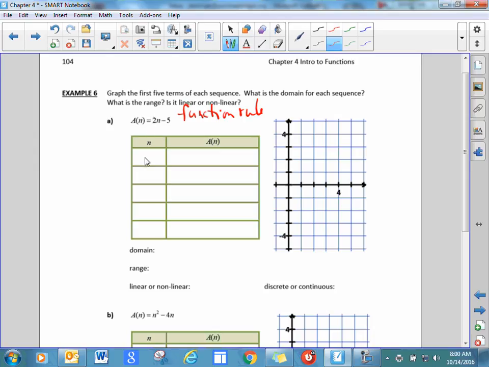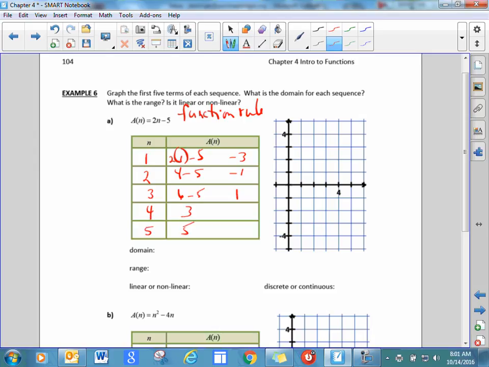So the first term of the function rule, to find the value of the first term, we plug in and solve. So 2 minus 5 is minus 3. When n is 2, the second term would be 4 minus 5, which is minus 1. The third term would be 6 minus 5, which is positive 1. Fourth term ends up being 3, and the fifth term ends up being 5.